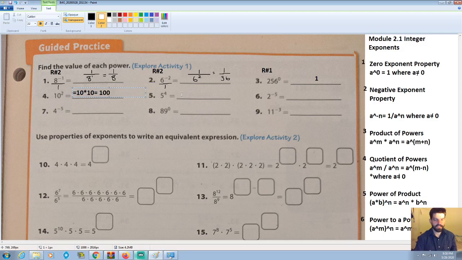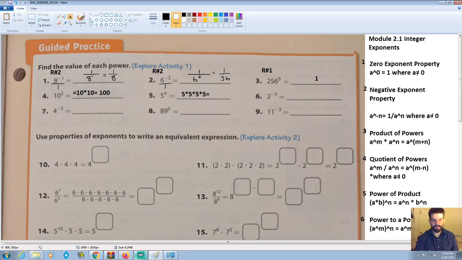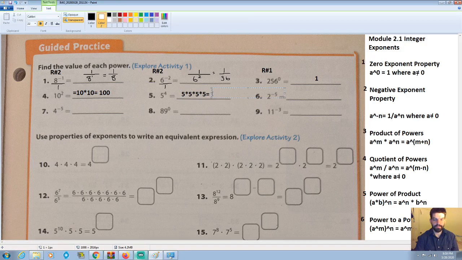Number 5 is very equivalent to number 4, except this time it's going to be 5 times 5 times 5 times 5. Again, that exponent is going to tell us how many times we multiply that base times itself. So 5 to the 4th power is going to be 625. So 5 times 5 is 25. 25 times 5 is 125. And 125 times 5 is 625.